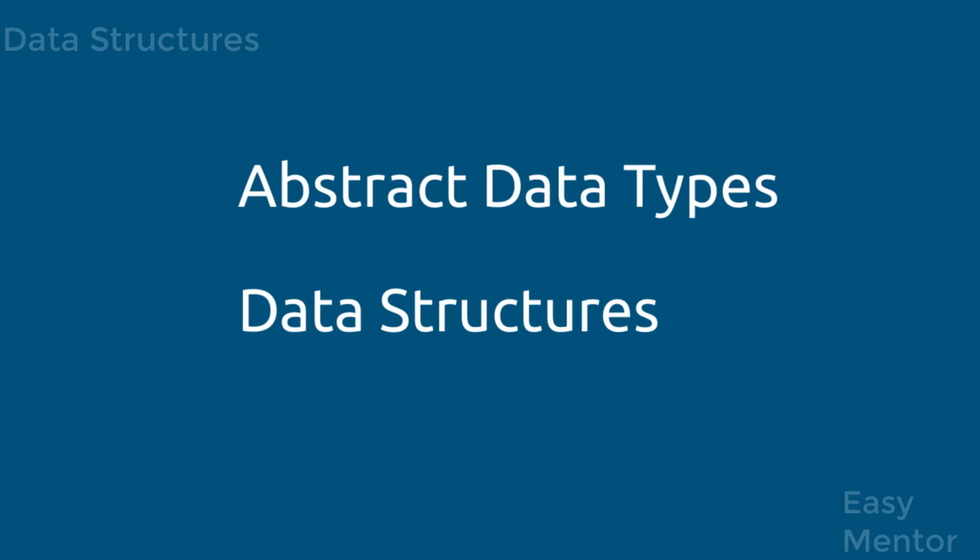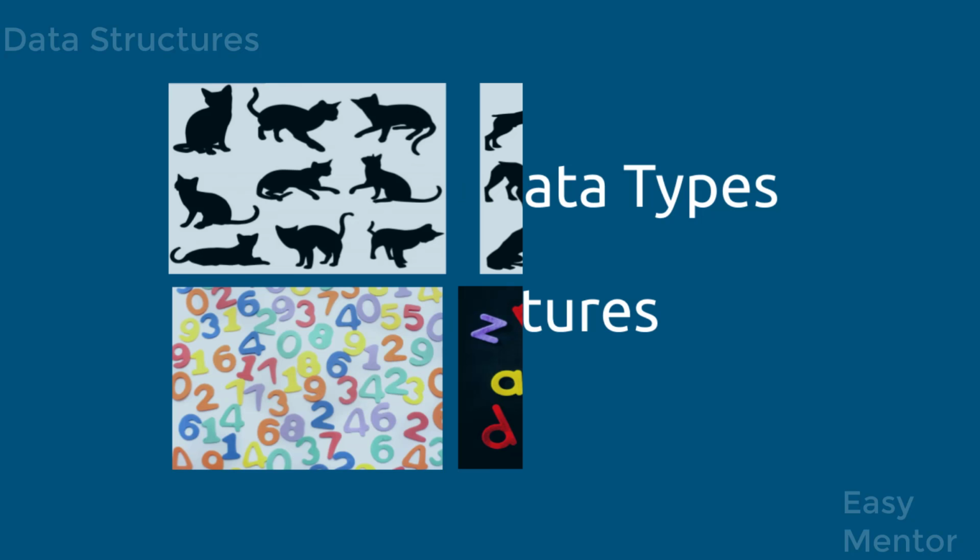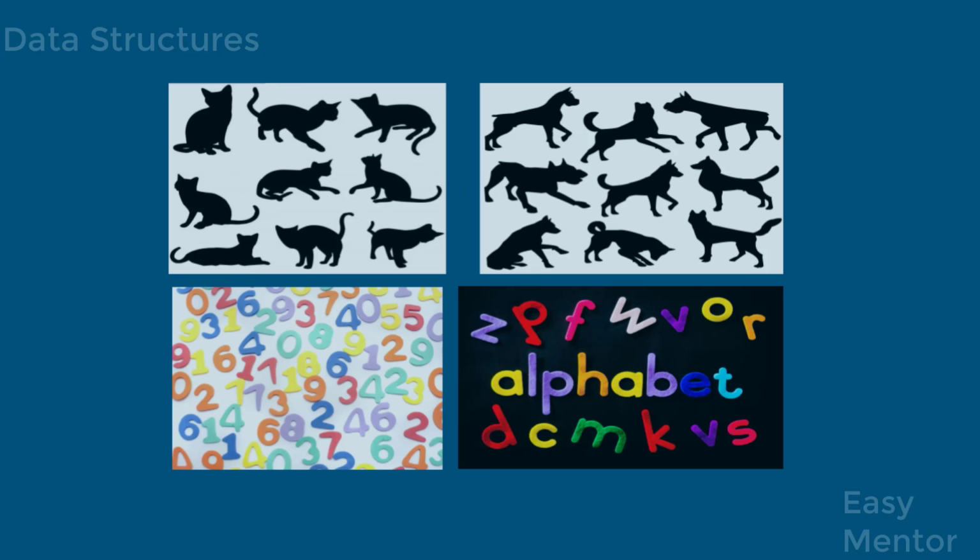Today, let's quickly try to understand abstract data types and how they are related to data structures. What is a data type? It is a way of grouping data items. All these data items have one or more common trait.